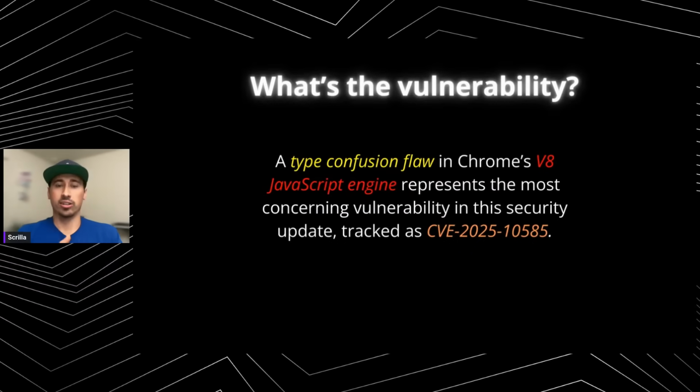So, a little more information, some kind of nerdy tech stuff about this vulnerability. It's a type confusion flaw in Chrome's V8 JavaScript engine. And bear with me, I'm going to break down each one of these highlighted words or terms. It represents the most concerning vulnerability in this security update, and it's tracked as CVE-2025-10585.